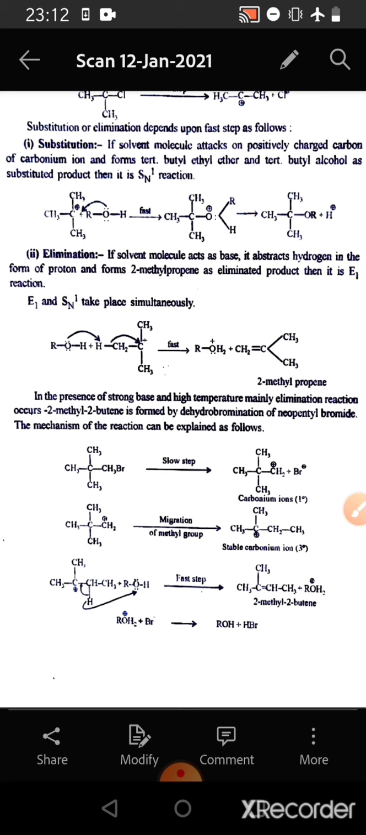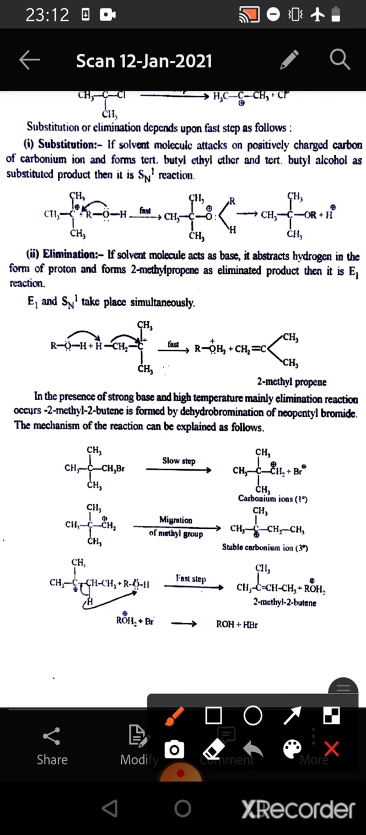2-methyl-2-butene is formed by dehydrobromination of neopentyl bromide. The mechanism of the reaction can be explained. This is neopentyl bromide and it undergoes elimination of the bromine atom as bromide ion in a slow step, and the bromide ion and a primary carbonium ion form. Now this primary carbonium ion, which is formed in the slow step, undergoes rearrangement and gets rearranged in the form of a stable tertiary carbonium ion.